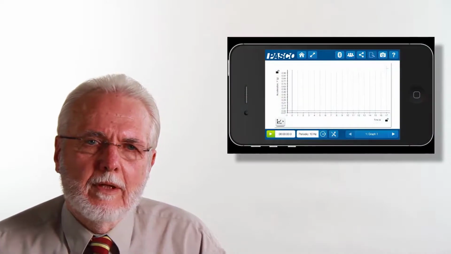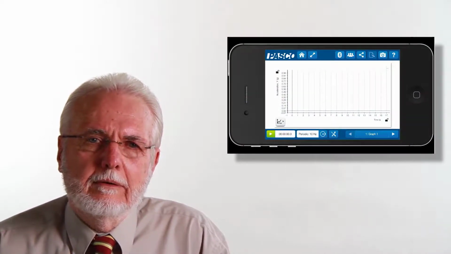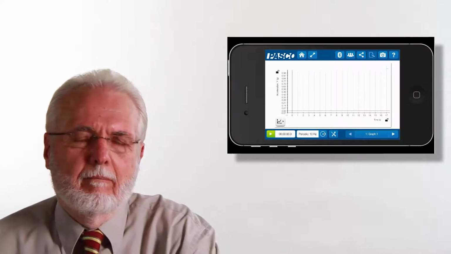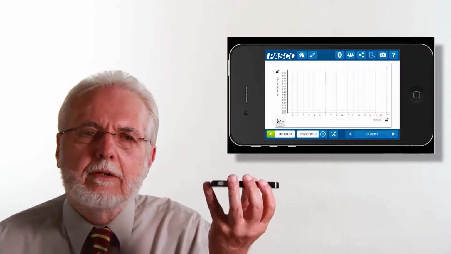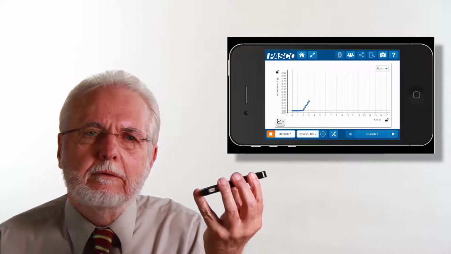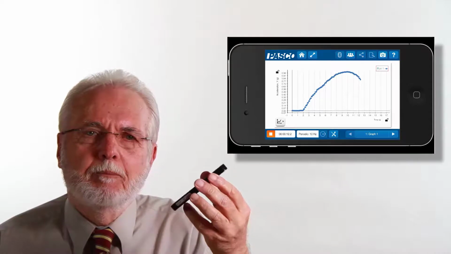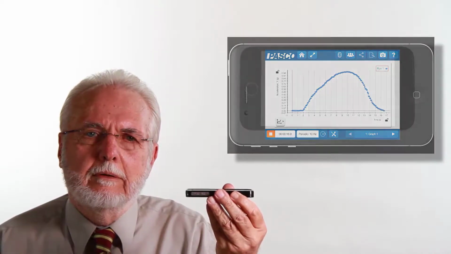This app shows the effect of gravity on tilt. Zero tilt, maximum tilt, zero tilt.